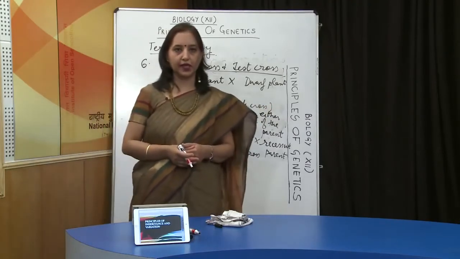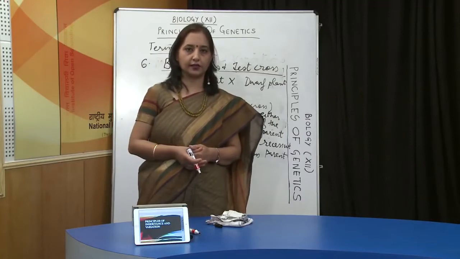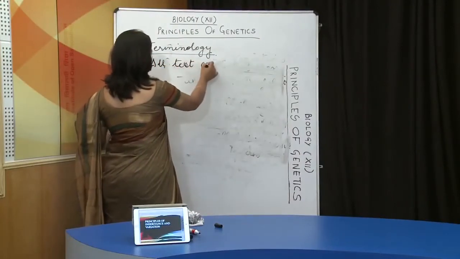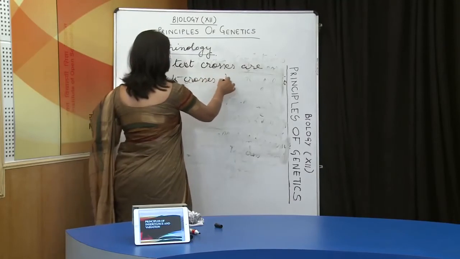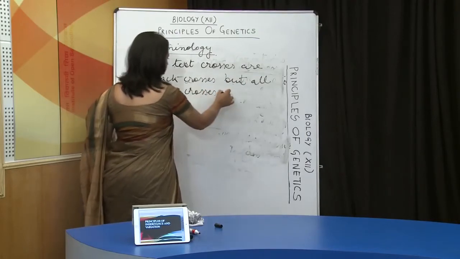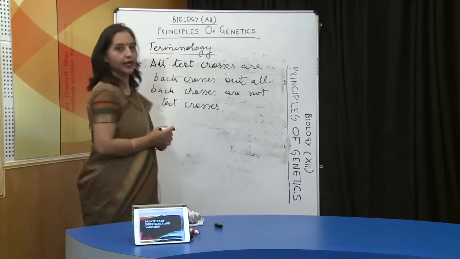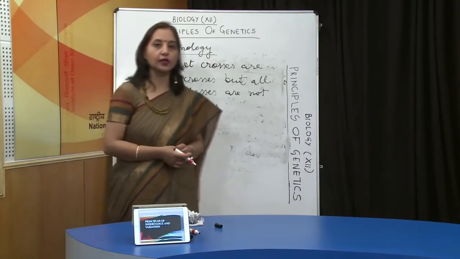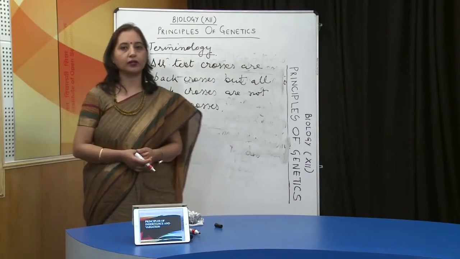We can make a very simple statement here to understand this concept: all test crosses are back crosses, but all back crosses are not test crosses, because a test cross is only with the recessive parent, whereas a back cross is with either of the parents, either the dominant parent or the recessive parent.